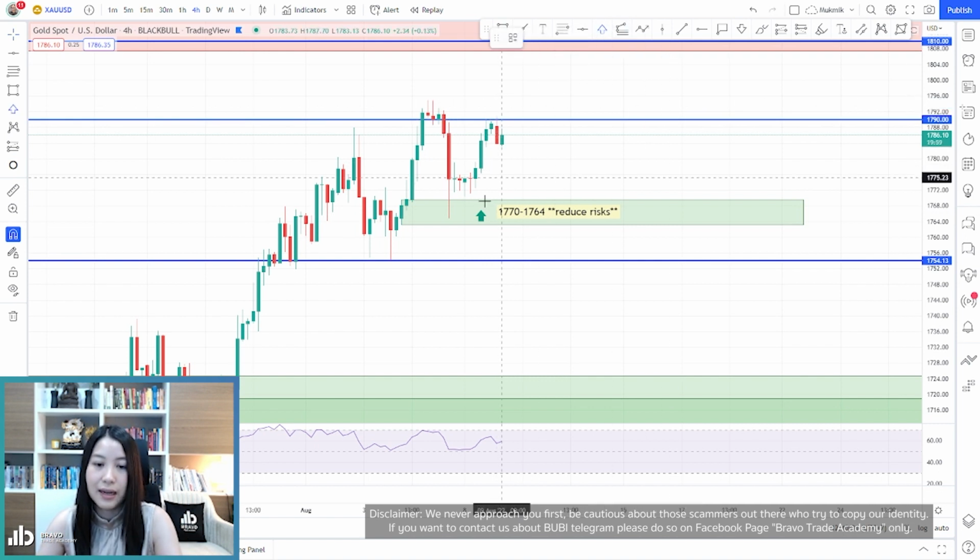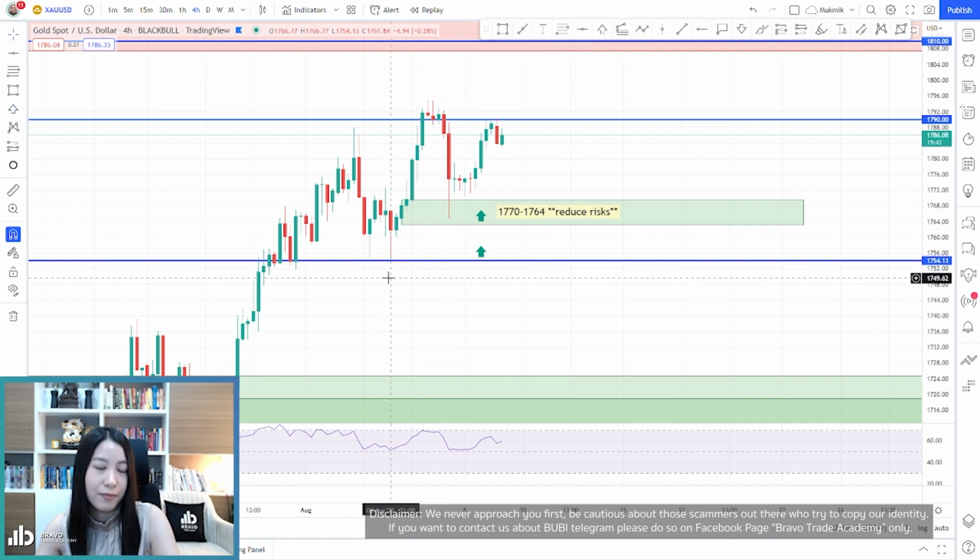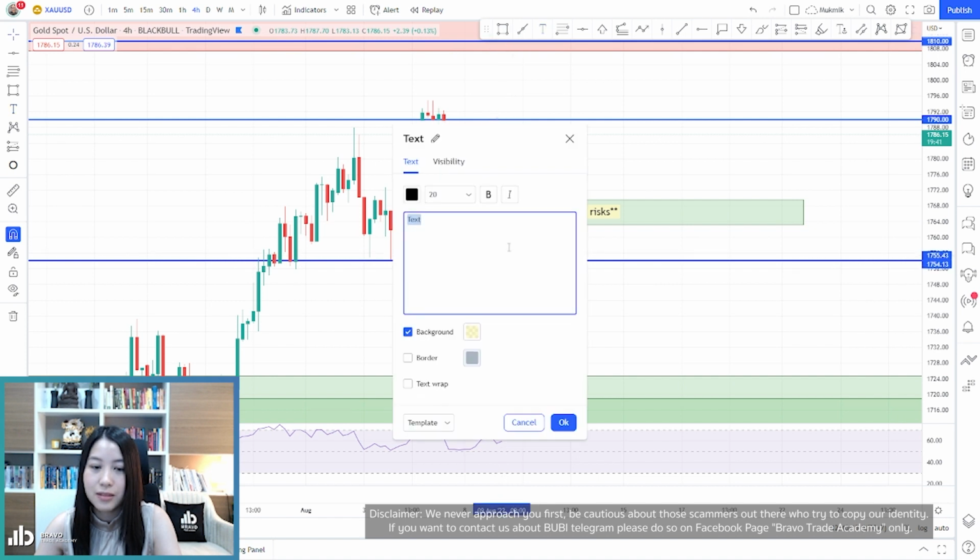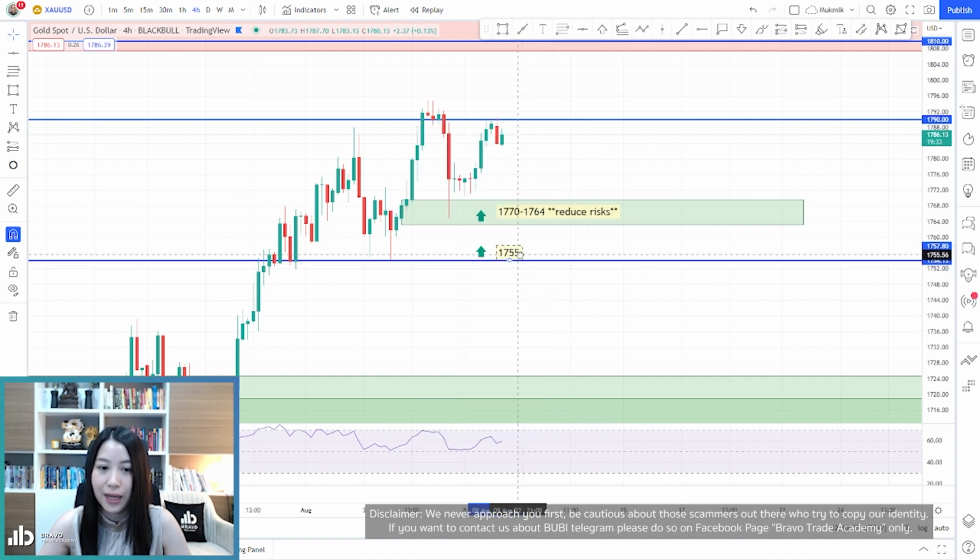Another buying point is this price rejection. If you can see, we've got our fast return behavior here, which means there's quite a lot of buying power at 1754. If you add a little bit more for the spread, I'll say 1755. So that's the second plan for buying.